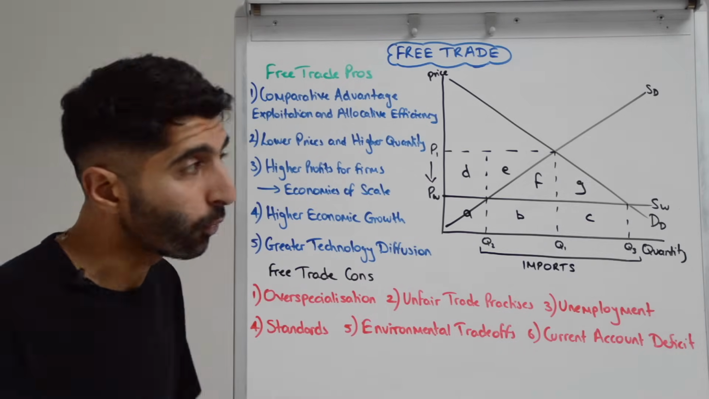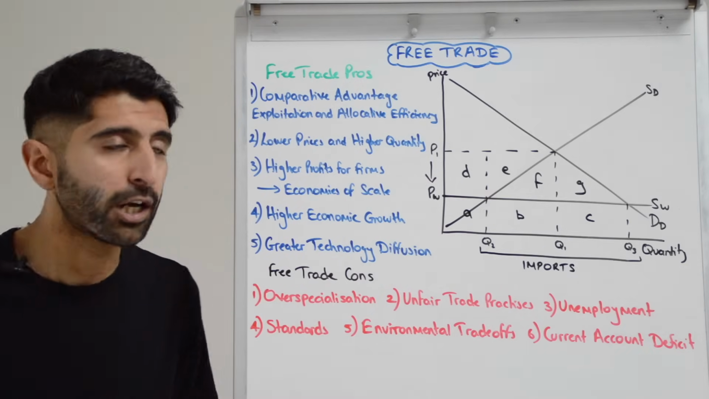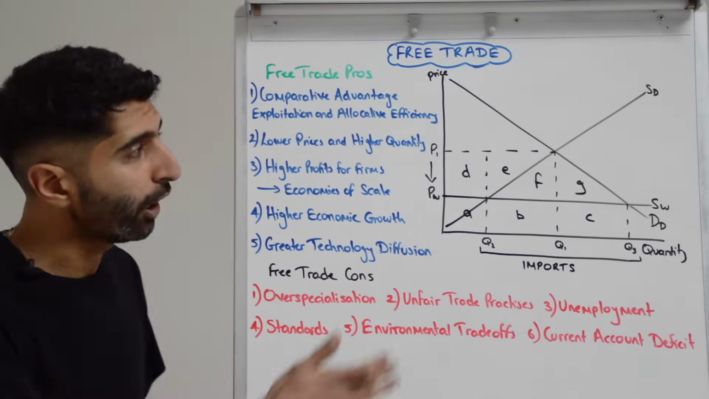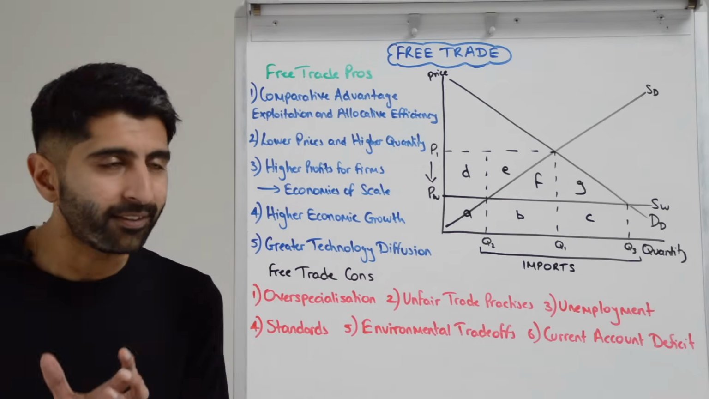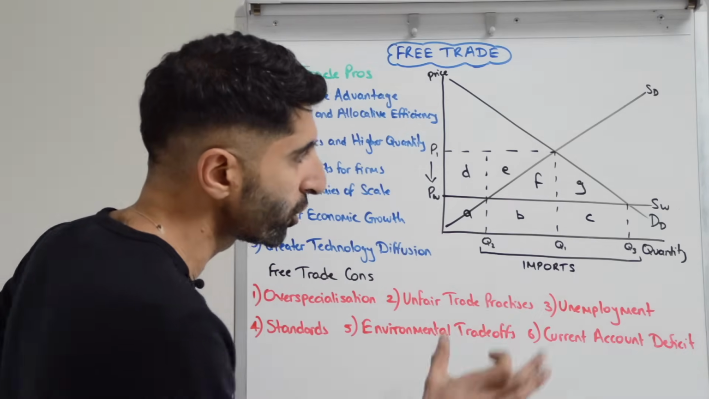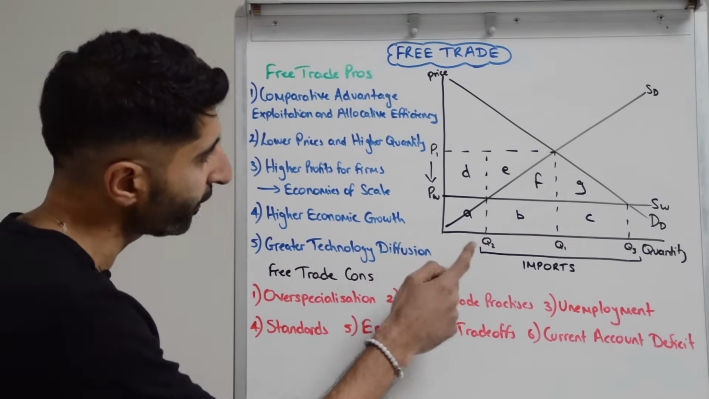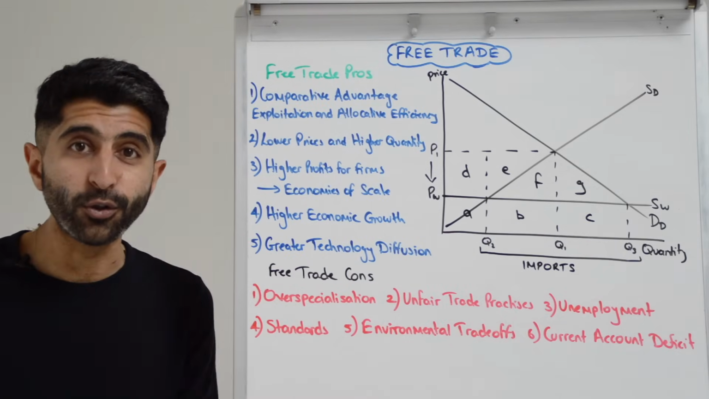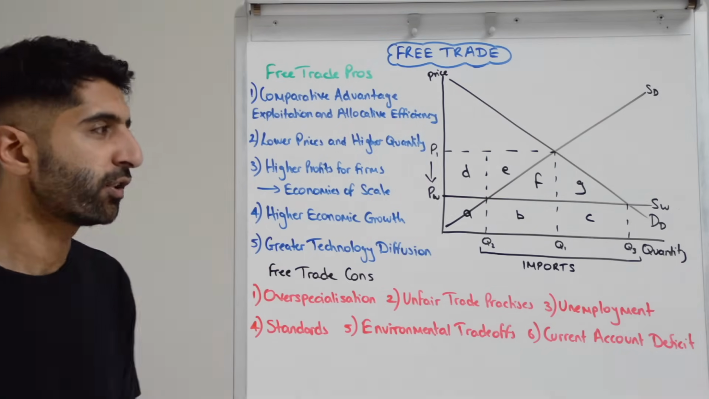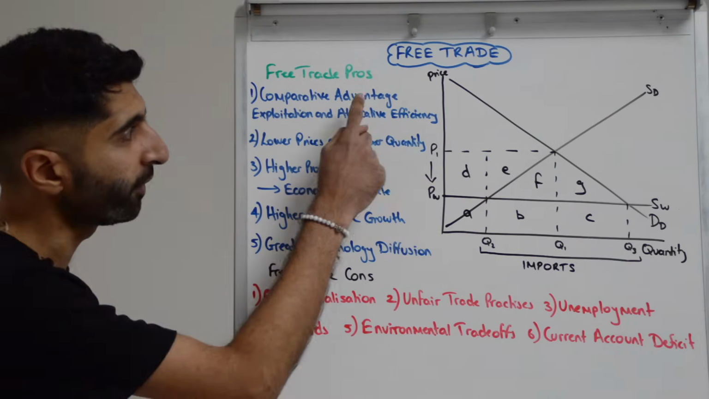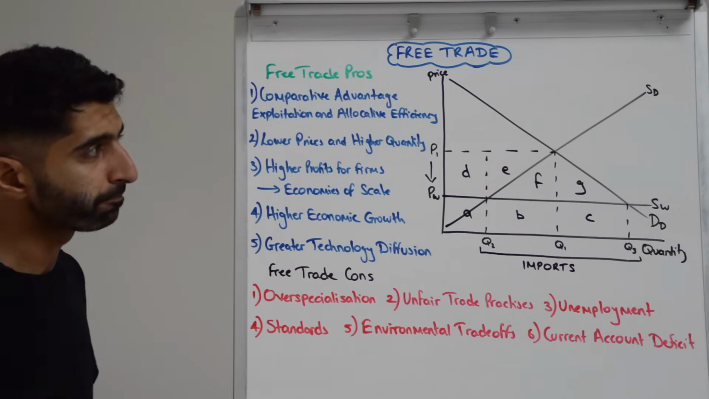It's clear, right? That world suppliers have the comparative advantage. It's why their price is lower than the domestic prices. And we can see that they are producing the vast majority of the output, Q2 to Q3 units, as opposed to domestic firms who are only producing Q2. That is an efficient allocation of scarce resources right there. So we see that benefit on the diagram.